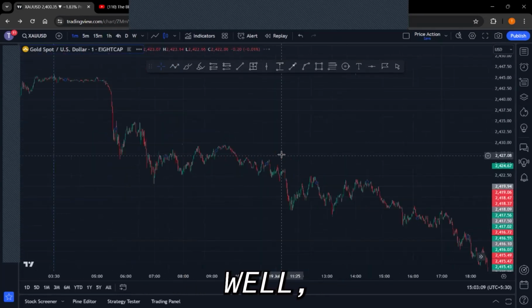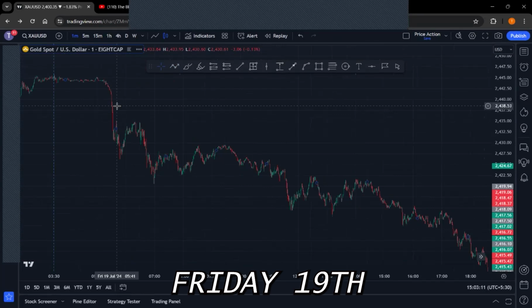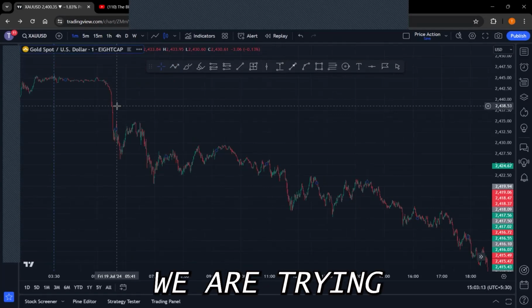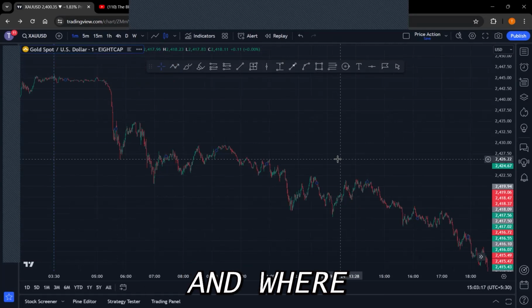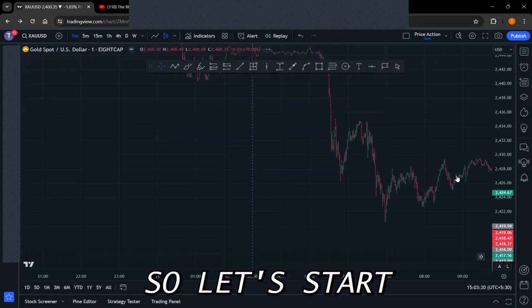How can I decode it well? So this is the day of Friday, 19th July 2024, in which we are trying to decode how the price is moving towards the downside, and where I should catch the swing and where I should not catch the swing. Okay, so let's start talking from here.